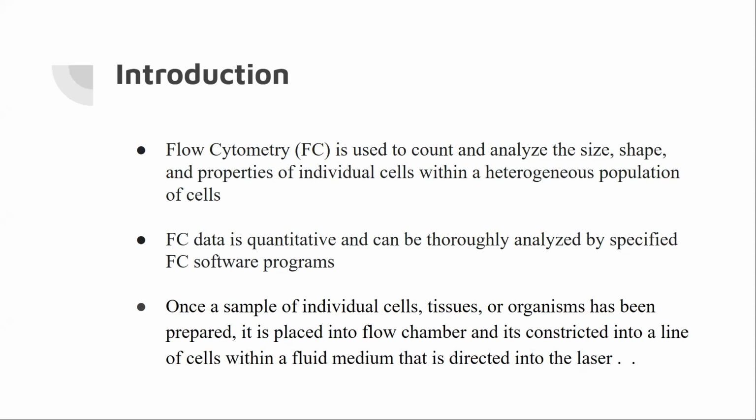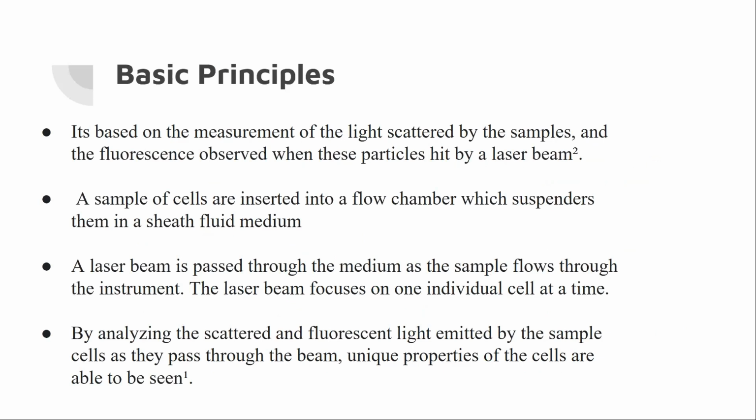So once a sample of individual cells, tissues, or organisms has been prepared, it's placed into the flow chamber of the flow cytometer and it's constricted into a line of cells within a fluid medium, which is then diverted to the path of the laser. Some of the basic principles is that it's based on the measurement of light scattered by the samples and the fluorescence observed when these particles are hit by the laser beam.